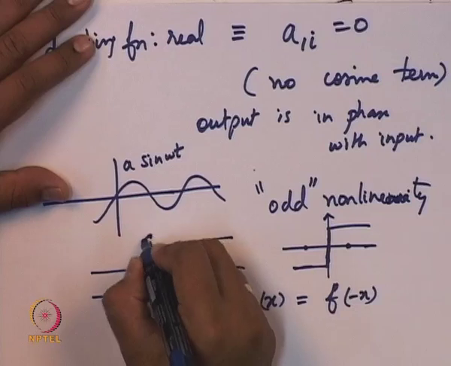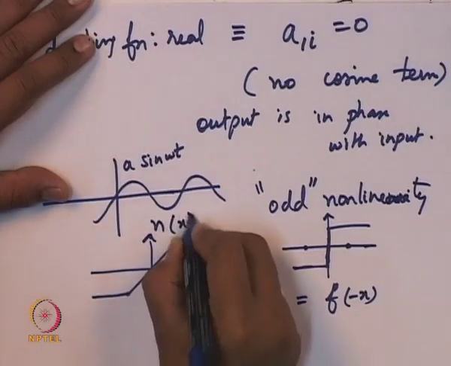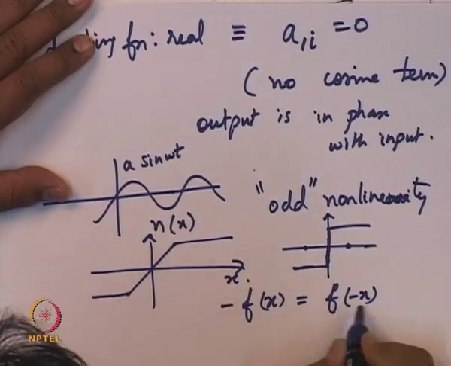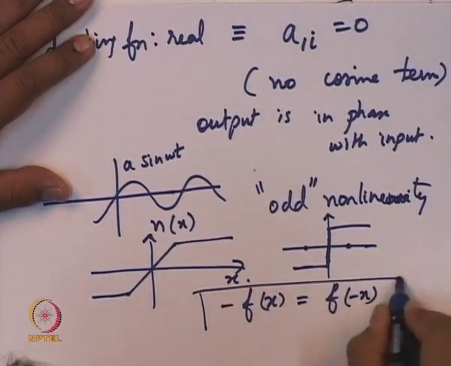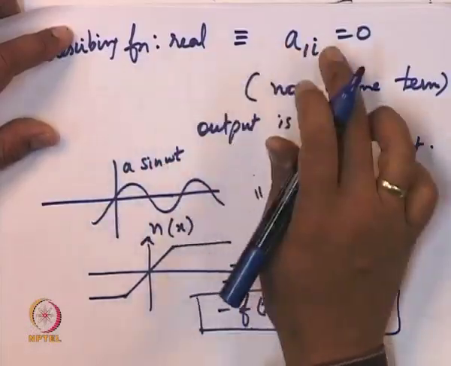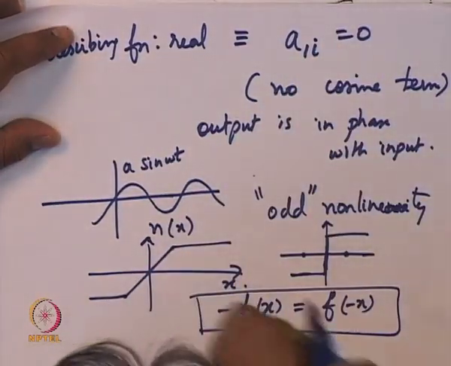If this dependence of n as a function of x is an odd function, meaning it satisfies this property, then under those conditions the describing function is going to be a real function. There is no imaginary part. That is why there is no cosine part.